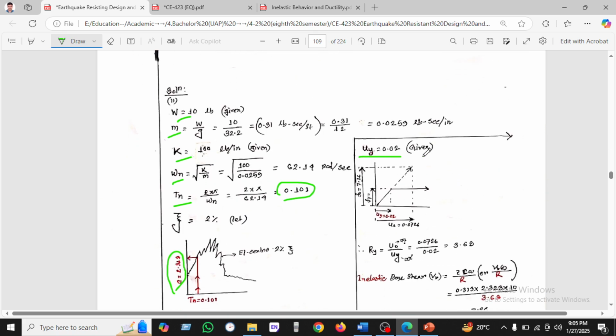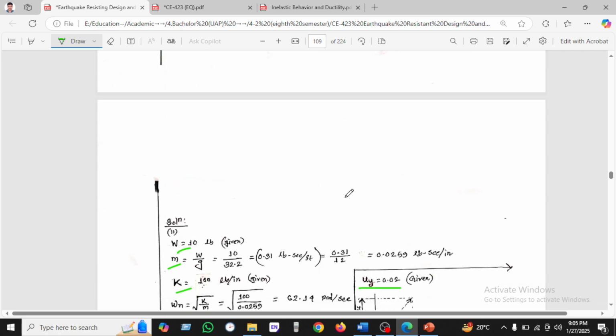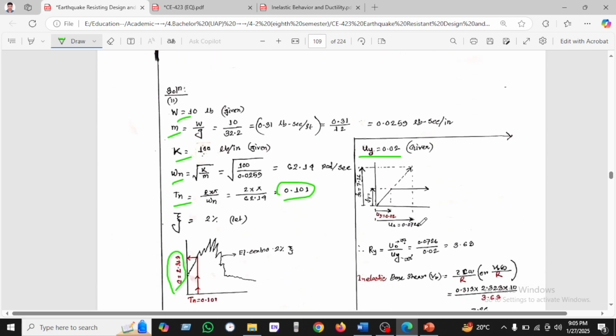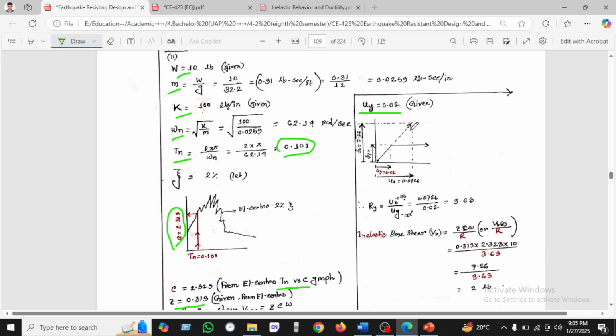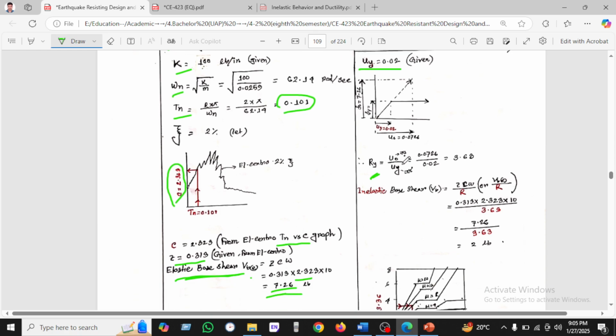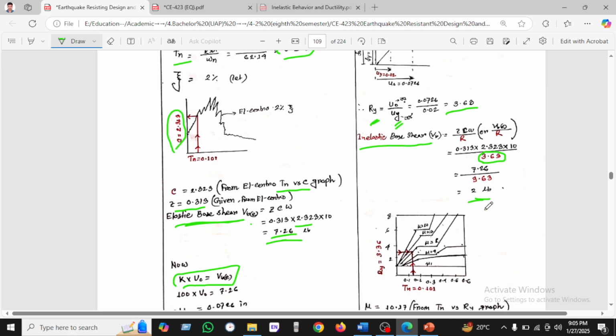And Uy equals 0.2, which is given in the question. So if you know Uy and U, we have also calculated U naught, 0.076. Then correspondingly we have to calculate Ry. Ry we know is U naught divided by Uy, where y means ultimate, and it is 3.36. So the inelastic base shear, you can see, is ZIC by W, and the R value is given as 3.6. Dividing by 3.6, we found 2.2 pound.